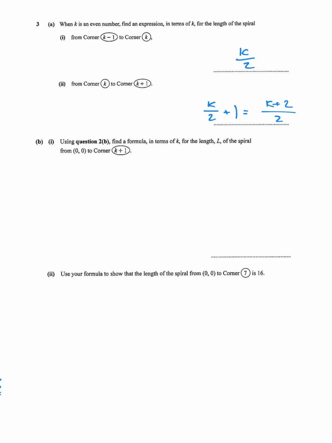Using question 2b next. Find a formula, in terms of k, for the length L of the spiral from 0, 0 to corner k plus 1. Okay, what was 2b?